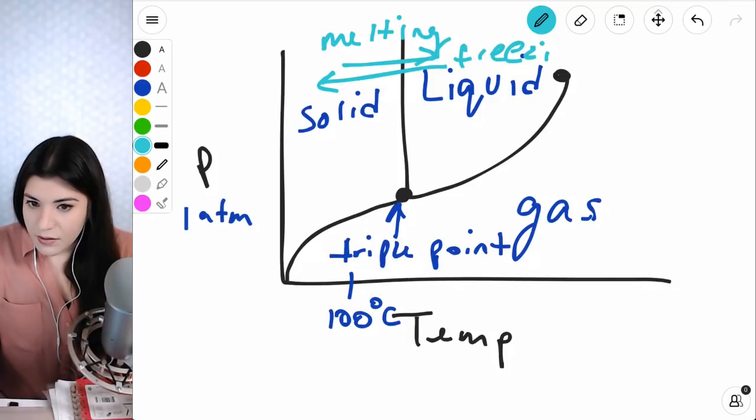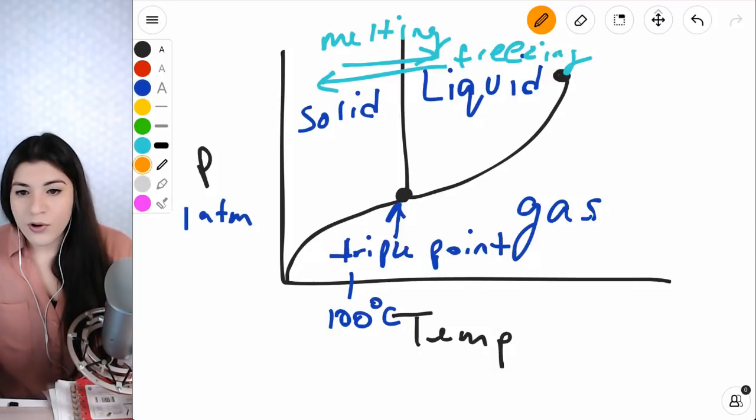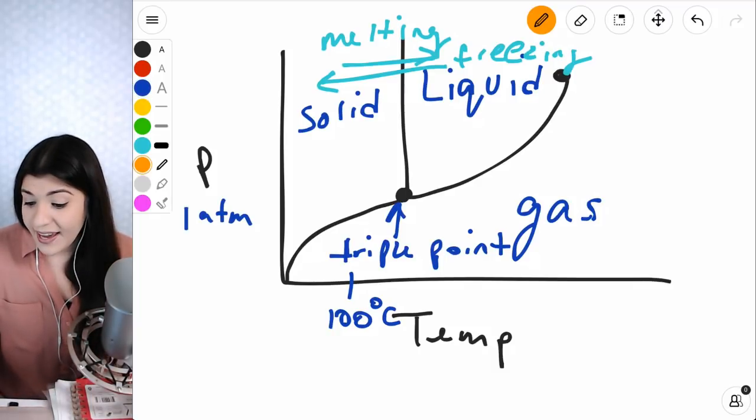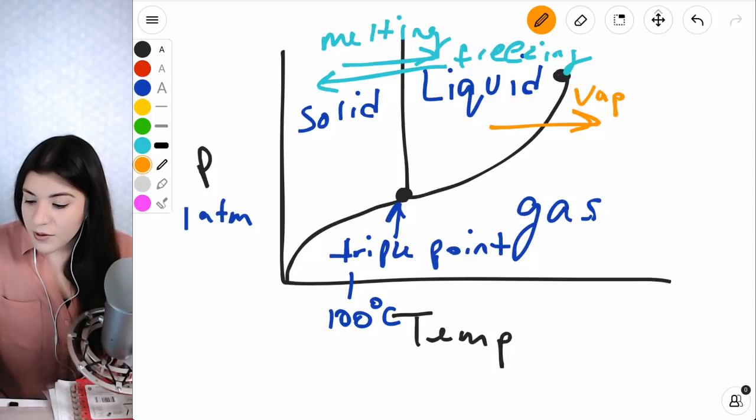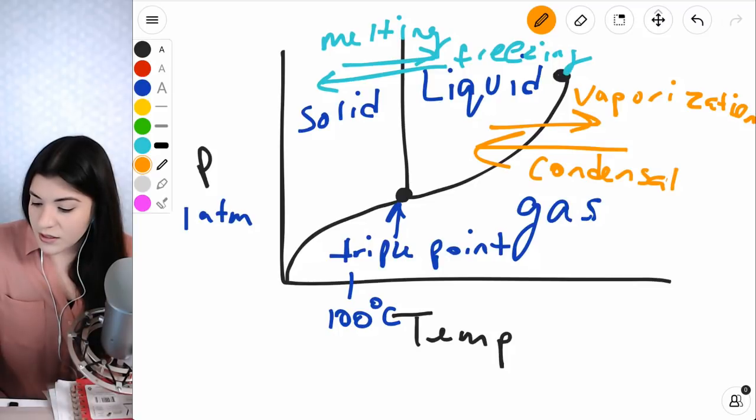And then if we were to keep on going with this concept, let's say we're now going from a liquid to a gas, that is known as vaporization. And then if we were to go backwards now, going from a gas to a liquid, that's condensation. All right, so these are really important processes to know and memorize.